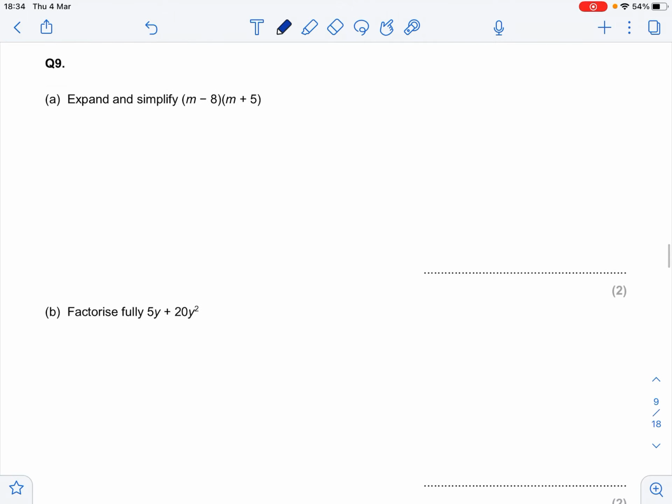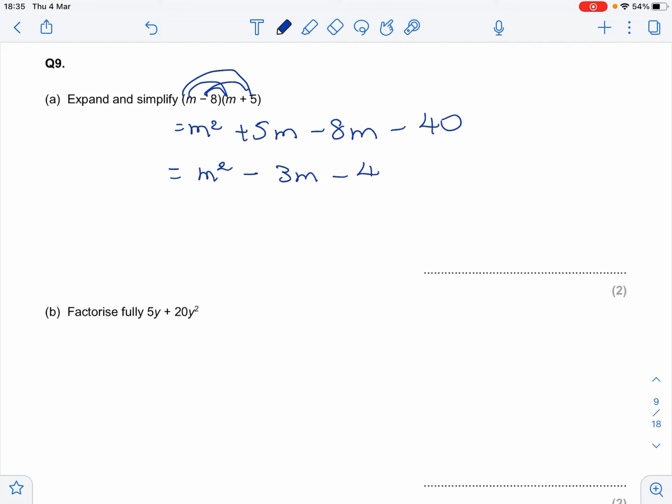Question 9, you're going to expand and simplify. So expand, so m multiplied by m is m squared. m multiplied by 5 is plus 5m. Minus 8 multiplied by m is minus 8m. Minus 8 multiplied by 5 is minus 40. So you get m squared minus 3m minus 40.